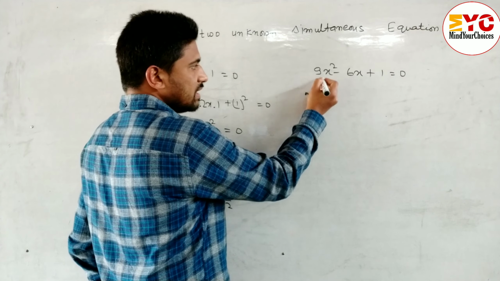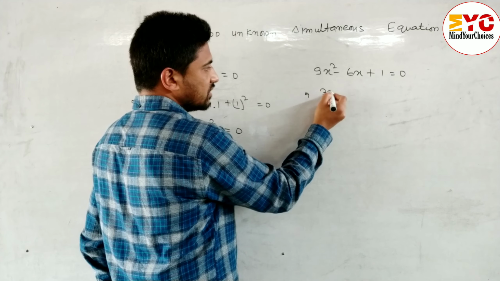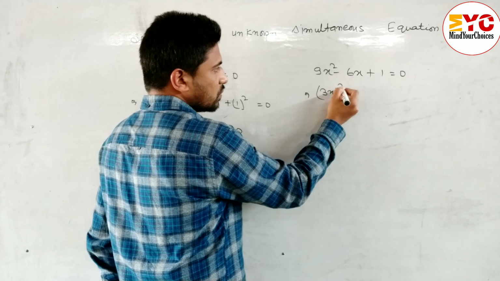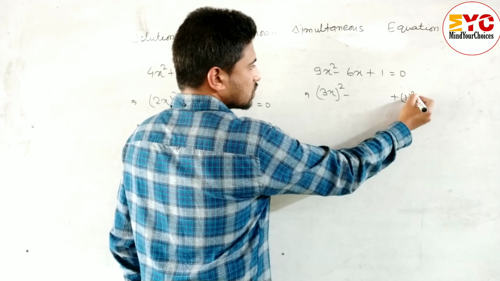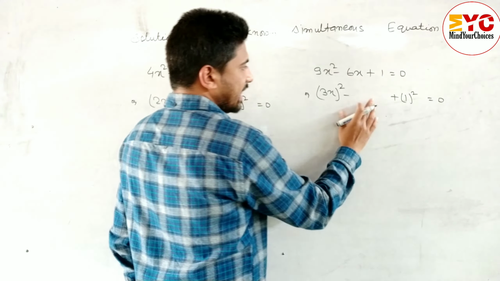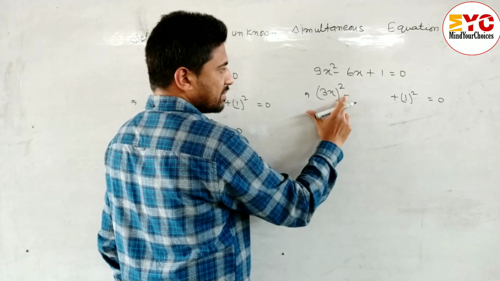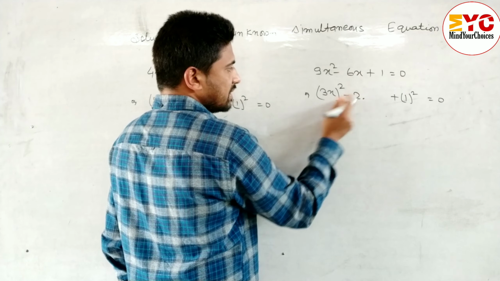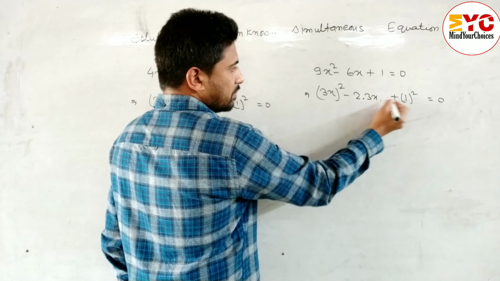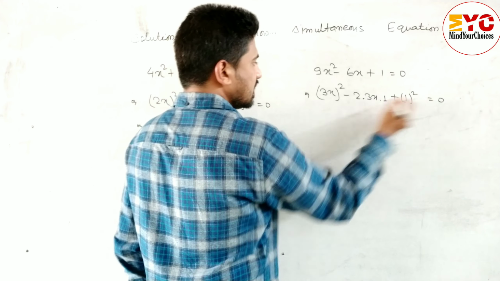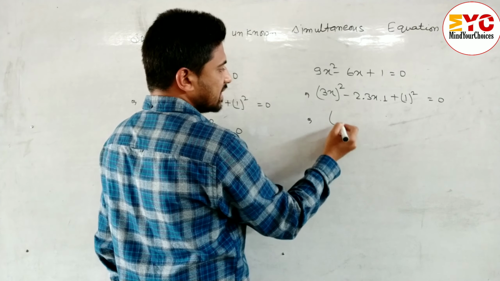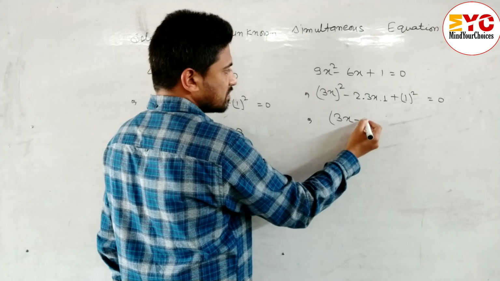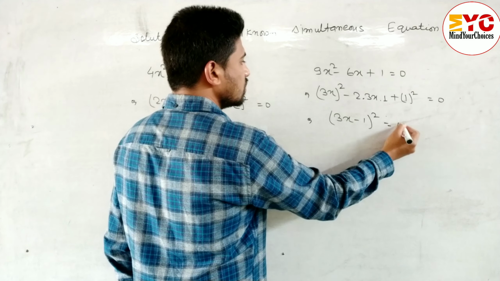So in the place of 9x square, we can write 3x whole square minus, and at the last, 1 is here, so we can write 1 square, is equal to 0. In the middle, what do we have to write? A square minus 2ab. Here a is 3x, b is 1, plus b square. A square minus 2ab plus b square is the formula of a minus b whole square. So we can write 3x minus 1 whole square is equal to 0.